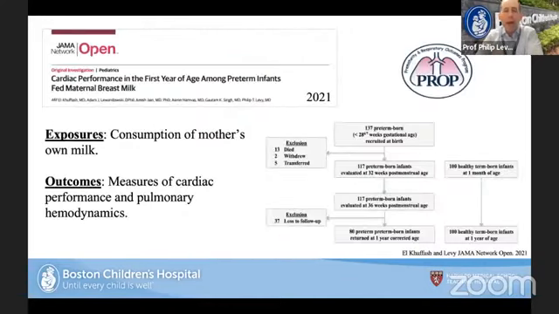Now, taking these concepts forward, the question always becomes, how can we alter the trajectory? Are there things that we can do in the neonatal period to alter cardiovascular performance?